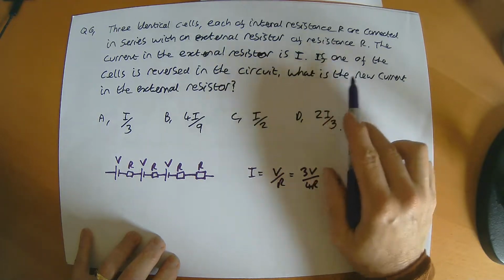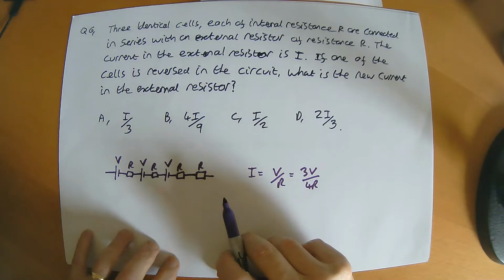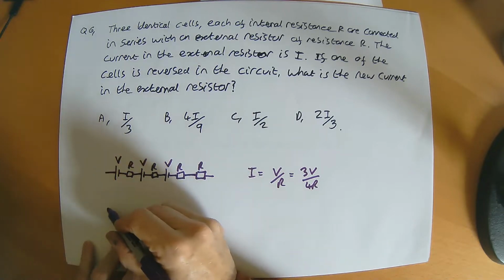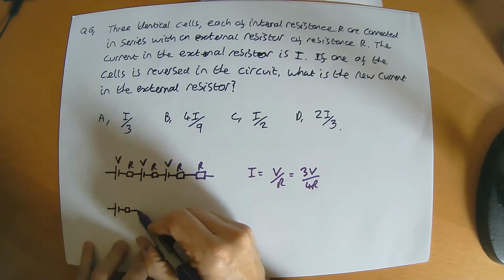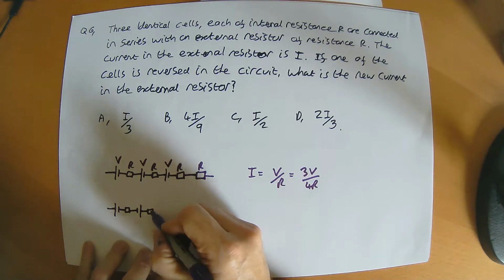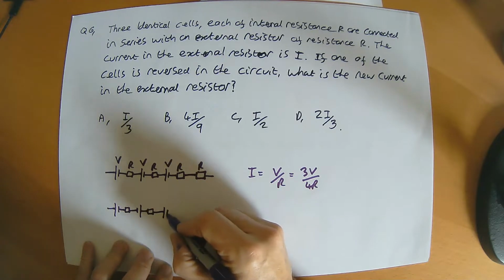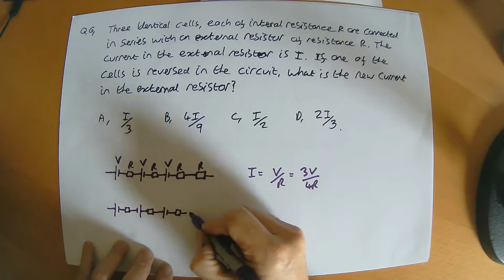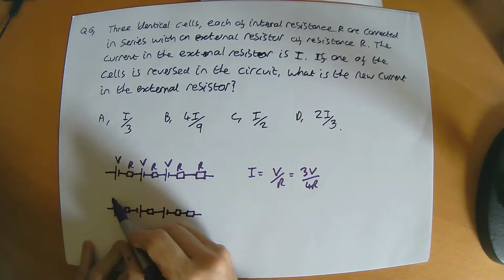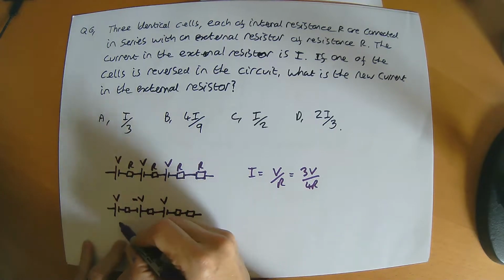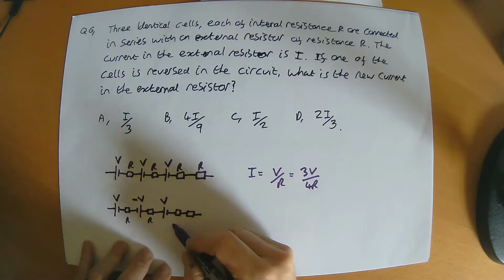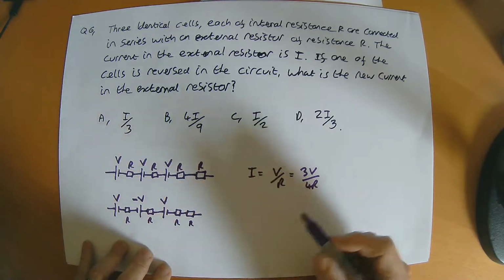For the second part, it says if one of the cells is reversed in the circuit, what is the new current in the external resistor? If we draw it again and we do the same thing, but instead of having all the cells in the same direction, we reverse one of the cells, then what happens now is you have V here, minus V here, and V there. The resistors work exactly the same way in both directions, so nothing changes there.